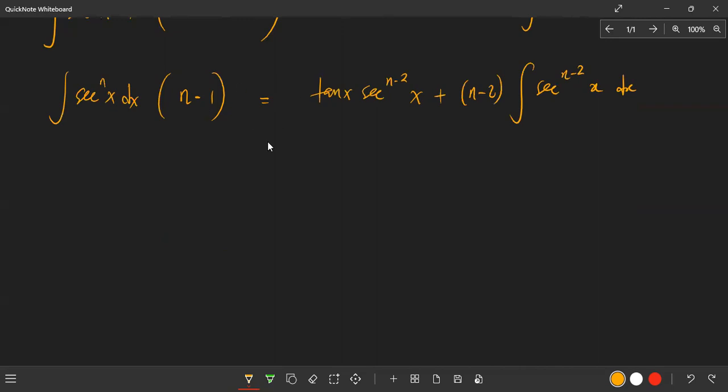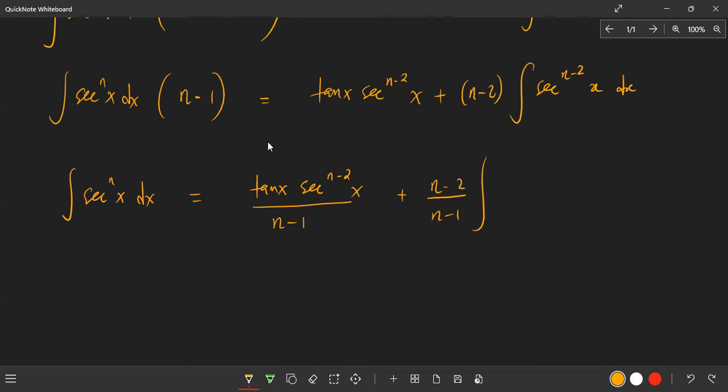So that I just have now the integral of sec^n x dx equal to tan x sec^(n-2) x over n minus 1, plus (n minus 2) over (n minus 1) times the integral of sec^(n-2) x dx. And for this one, the values of n should be greater than or equal to 2, strictly.